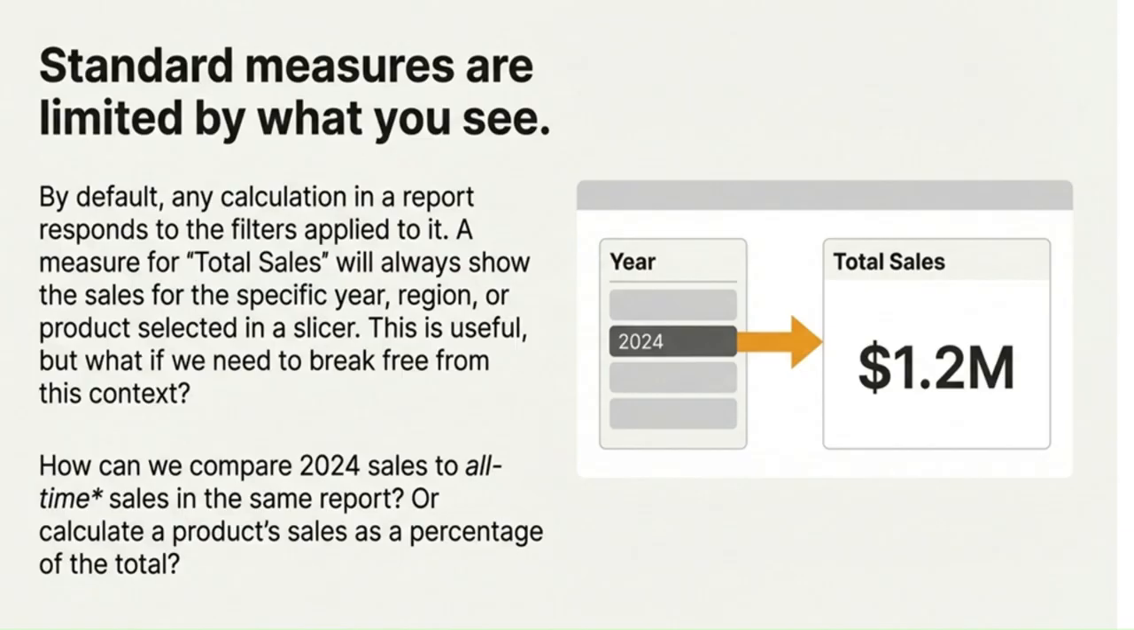By default, standard measures in Power BI are limited by what you see on the report. They always respond to slicers, filters, and visual selections. For example, if the year 2024 is selected, total sales will only be shown for 2024 values. What if we want to compare 2024 sales with all-time sales or calculate percentage of total? This is exactly where CALCULATE becomes essential.